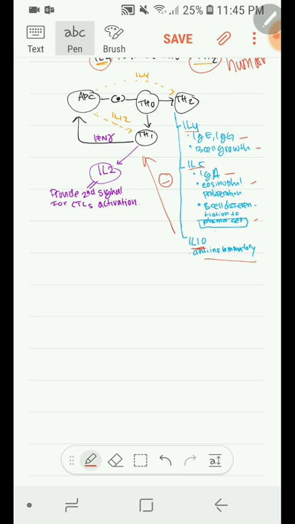But if the naive T cell becomes TH1 due to IL-12 from the APC, then it will release interferon gamma and IL-2. Interferon gamma causes activation of the antigen presenting cell, and IL-2 provides the second signal for the cytotoxic T cell activation, and interferon gamma can also inhibit TH2 differentiation.